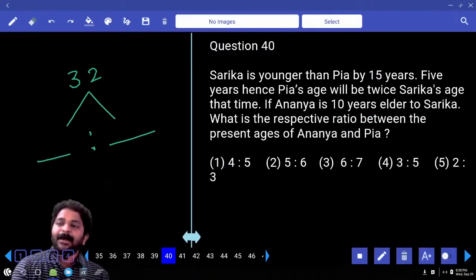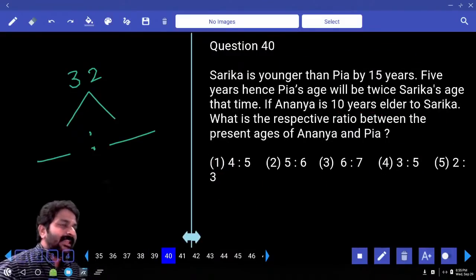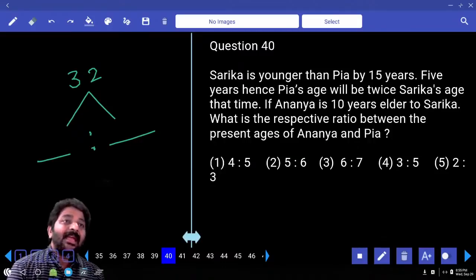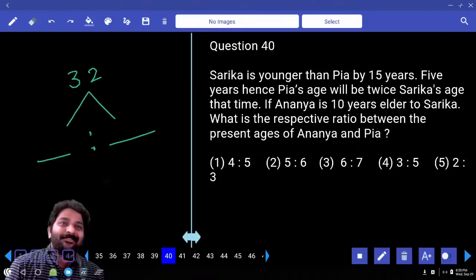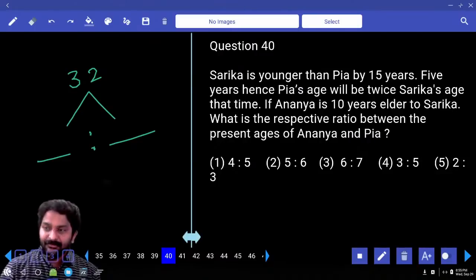Sarika is younger than Pi by 15 years. That means their age difference is 15. At what time is their age difference 15? Any time. Am I right? Any time their age difference is 15.